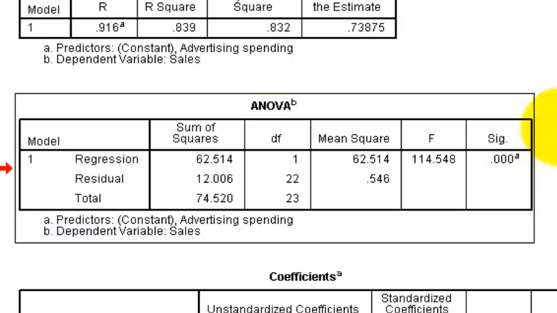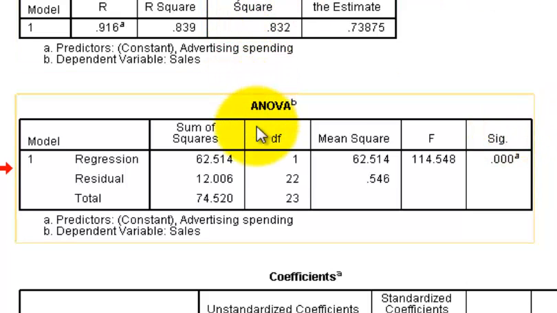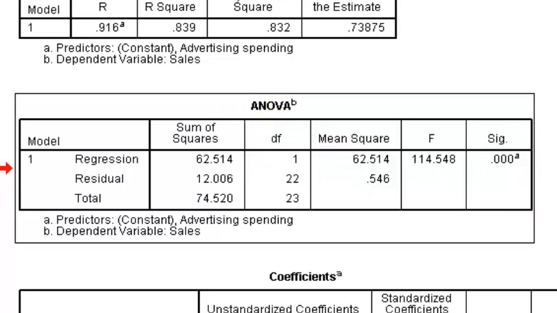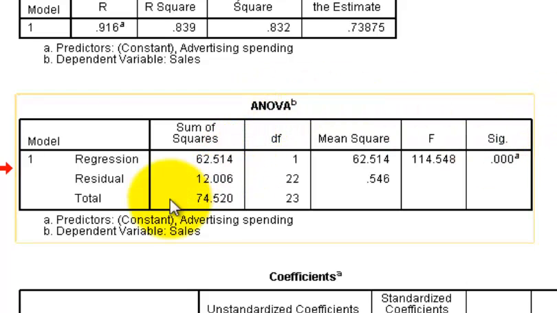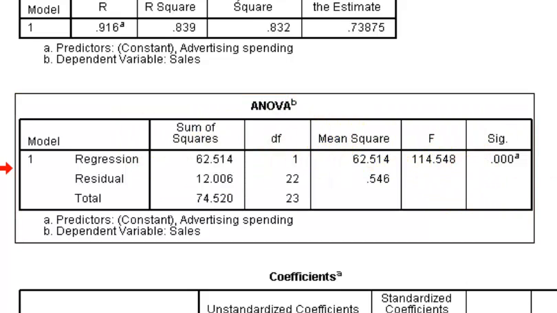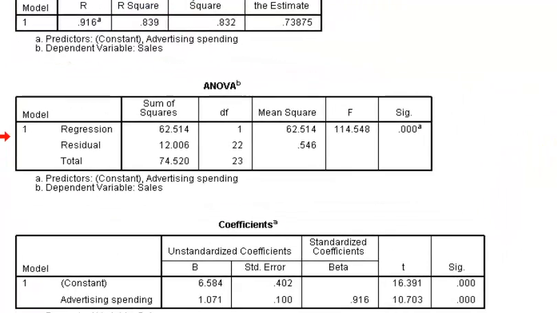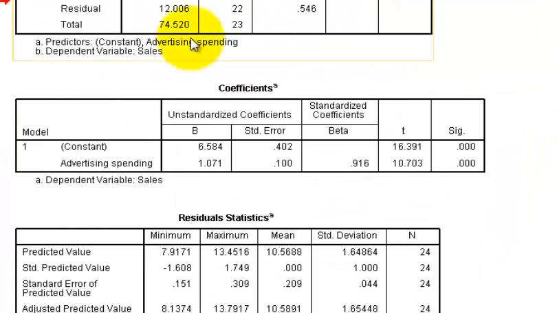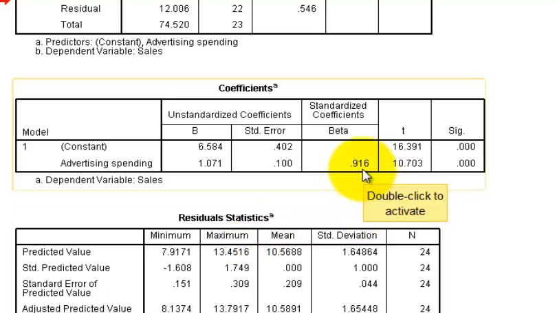And then the ANOVA is testing against R squared being 0. So the null hypothesis in this ANOVA test is R squared equals 0. This says that there's a significant difference from 0, so you get to reject that null and say that the R squared is not 0. In fact, we already know what it is. It's almost 84%.